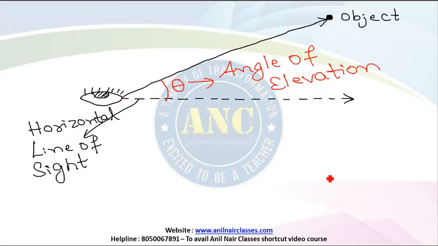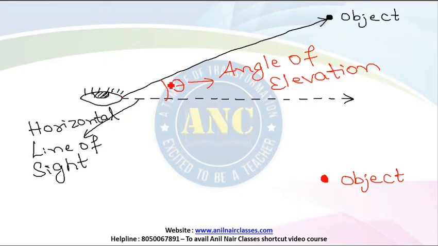Similarly, suppose the object is somewhere here. Now, this is in the downward direction from the line of sight. That means if I compare with the line of sight, this object is below the line of sight. Now his eyeballs should move in the downward direction. Earlier it was in the upward direction because the object was up.